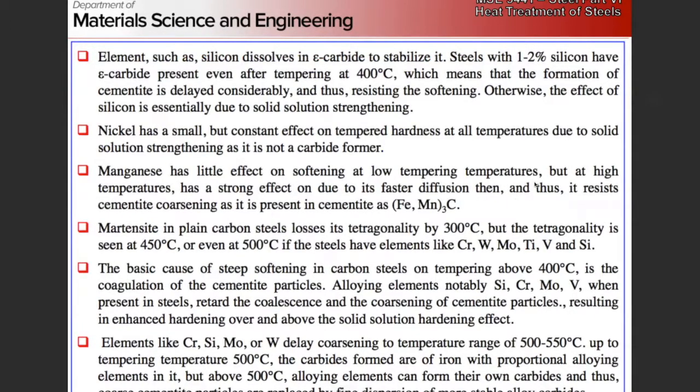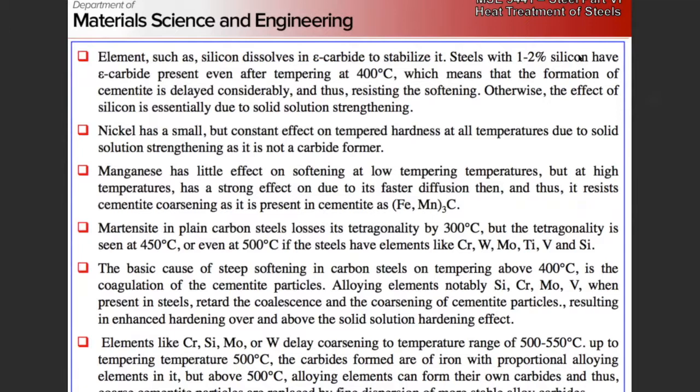Okay. I know that alloying stuff is kind of boring, right? But you have to go through the effects of these. So silicon is important because it dissolves in the epsilon carbide and stabilizes it.